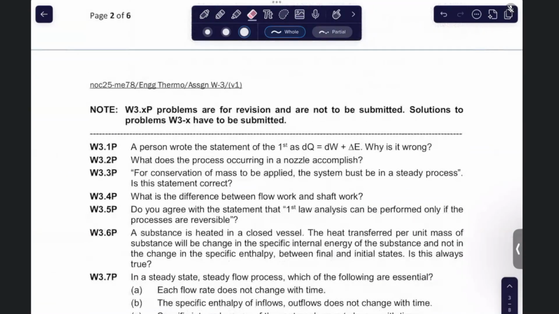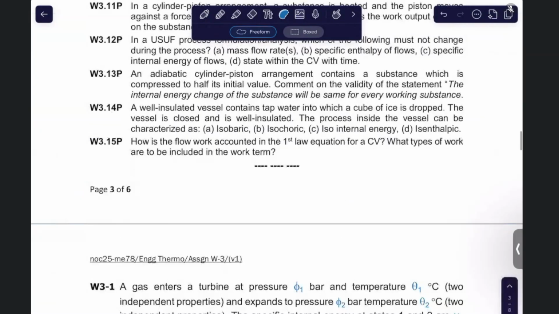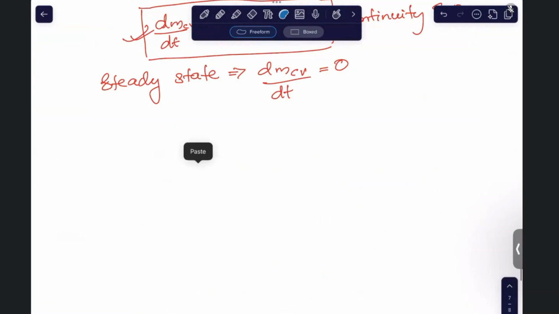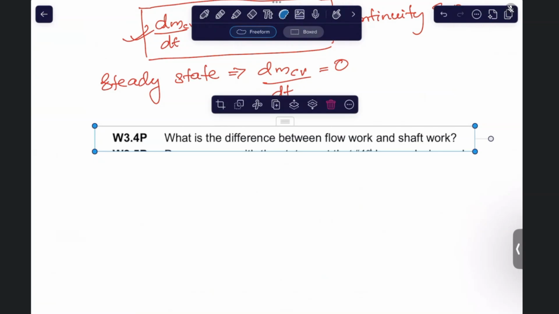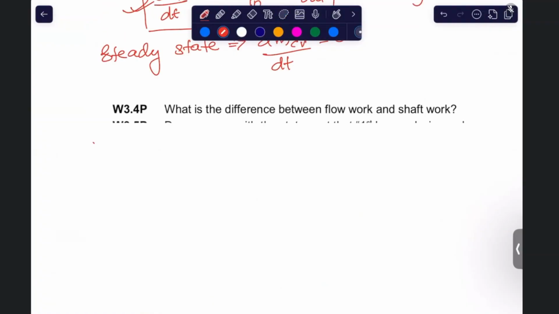Next up is: what is the difference between flow work and shaft work? Okay, that is a very easy, direct question. So I am solving this in order to revise the concepts. Instead of taking the entire theory, I was thinking I'll solve the question and discuss the theory along with that. So flow work means what?